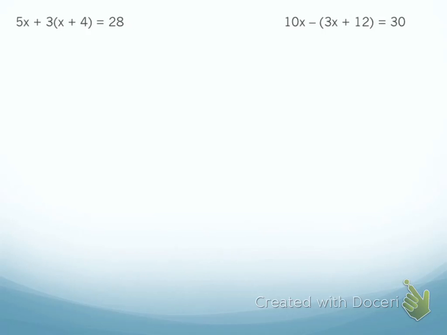Last one here that we're going to go over. Again, if I ever have to distribute, for this one on the left-hand side, I've got a 3 times a parentheses, so I'm going to distribute my 3. So I get 5x plus 3x plus 12 equals 28.